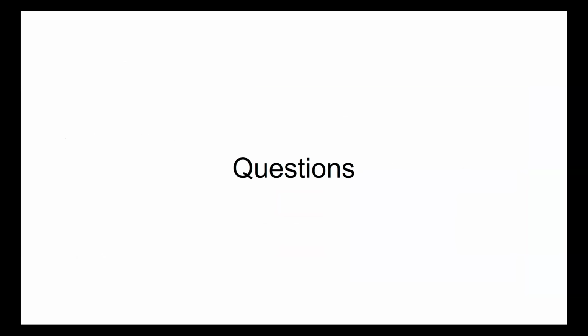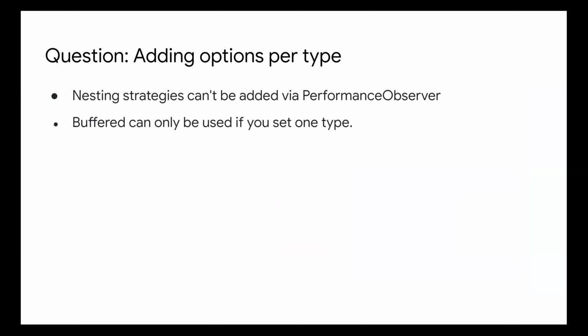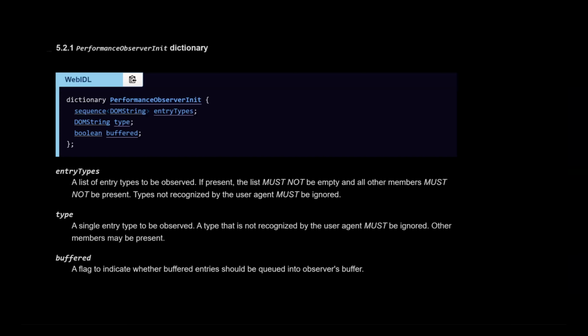All right, so some questions to put to the floor. The first one is, I just showed you the nesting and the different nesting strategies you could do with this. Right now, it's quite difficult to do that with Performance Observer. With Performance Observer, you have your entry types, or a single type. You have a buffered flag, but if we want to add options per type, that's currently not something we can do. Actually, even in the polyfill and the implementation, we have to add this in a different way. We would like to know if it's possible to have the option to add options on a per type basis.